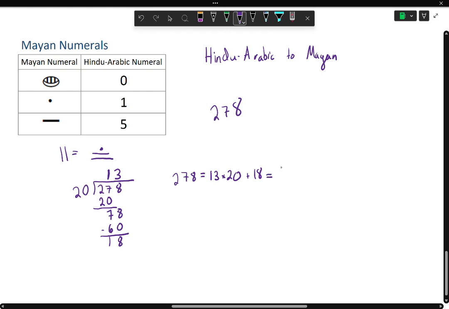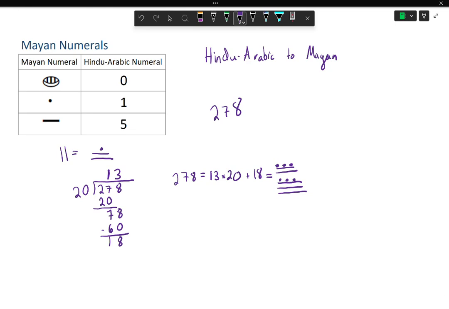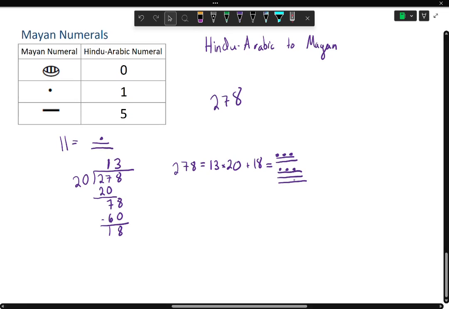So, in Mayan numerals, I would represent the 13 and then the 18, because they would think of it as 13 20s and 18 more. Okay, let's go larger. Let's do 6,432 to Mayan.